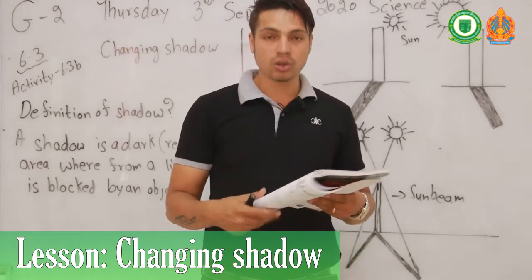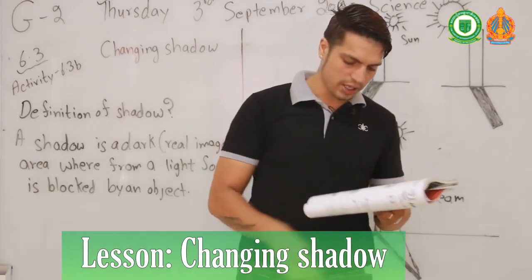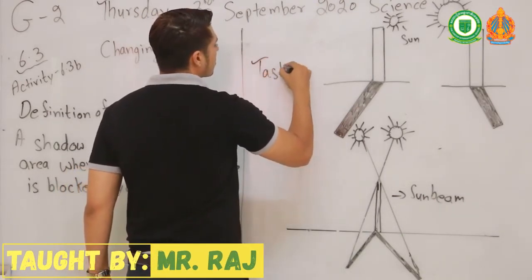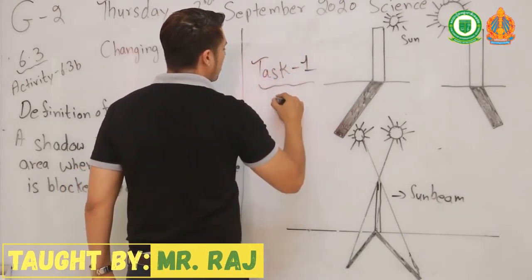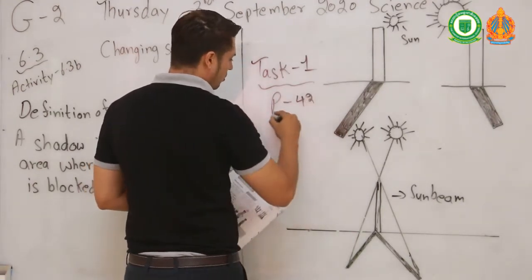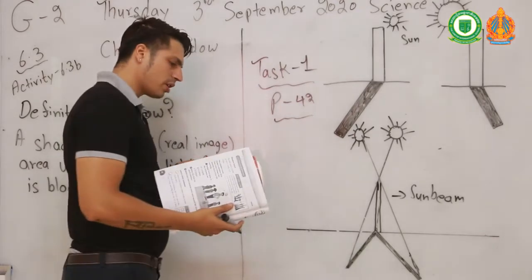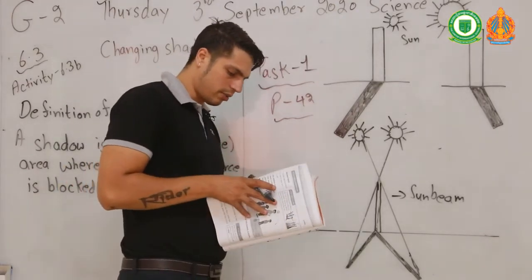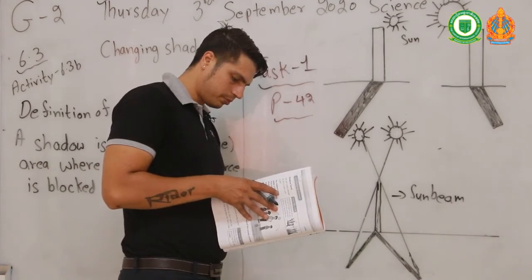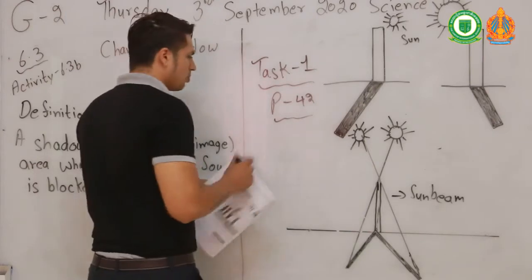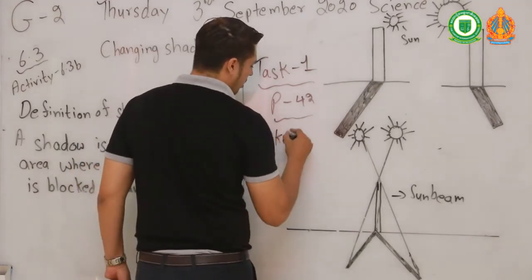Now coming on to your task 1. I can write it down here, task 1. Page number 42, part 2 of the book. Let me check first. Skill builder, part 2, skill builder.